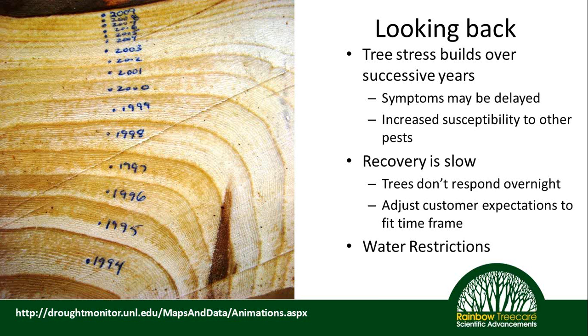So if we look a little bit back at how these conditions and the current time frame were set up, tree stress especially builds over successive years. Trees don't respond overnight to most things, especially drought stress, because trees do have the ability to save up energy. They can tolerate some events much more readily than certainly some of our perennials or annuals.